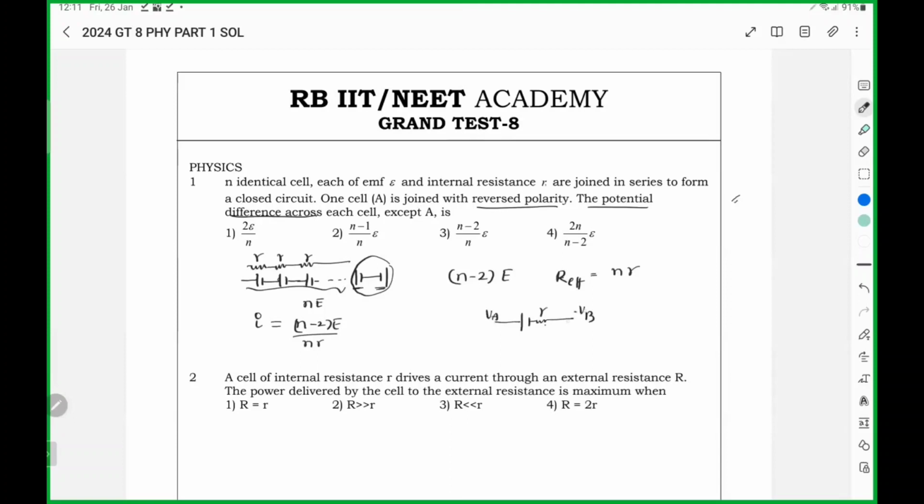Potential difference between these two means VA minus VB. Actually current flows like this, irrespective of in which direction it flows. So the path is chosen like this, positive to higher to lower, minus E. Here you have to write plus IR, against the direction of flow of current, by using Kirchhoff's second law. So VA minus VB will be E minus IR, which is E minus I. We already got it as (n minus 2)E by nR.